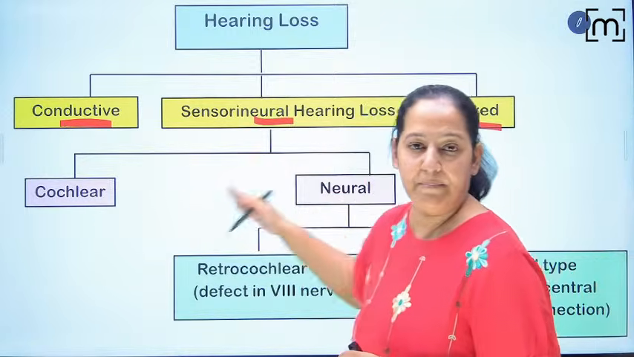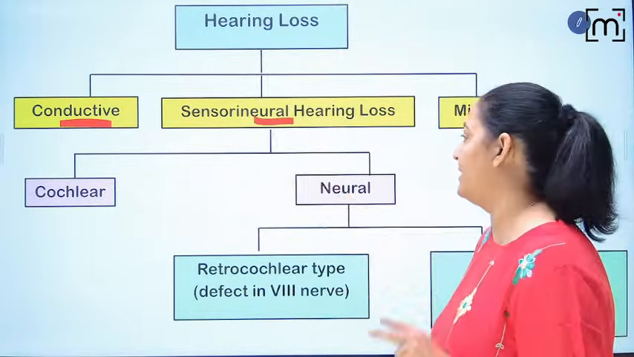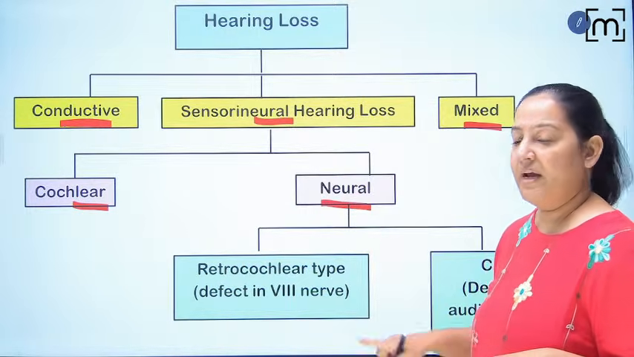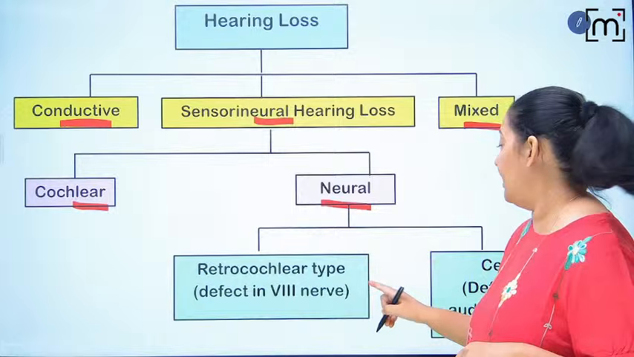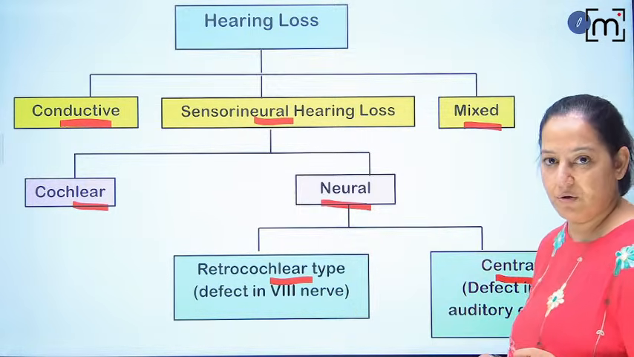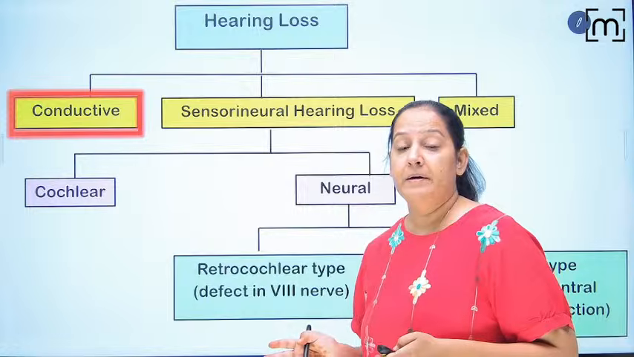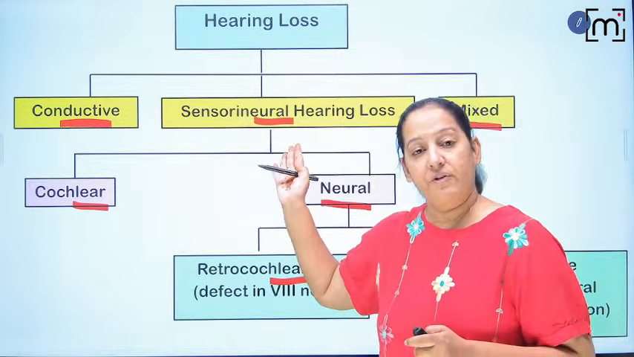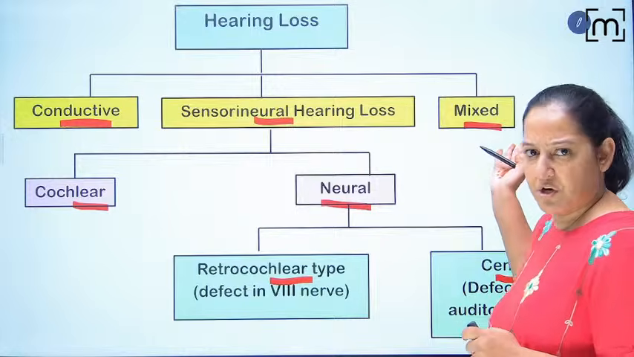Conductive doesn't have any types, mixed doesn't have any types, but sensory neural is of two types: cochlear and neural. Neural is of two types, retrocochlear and central. So we will differentiate them. The treatment of all of them differs. Treatment of conductive is different. Treatment of sensory neural is different. Sometimes it is mixed, both of them.